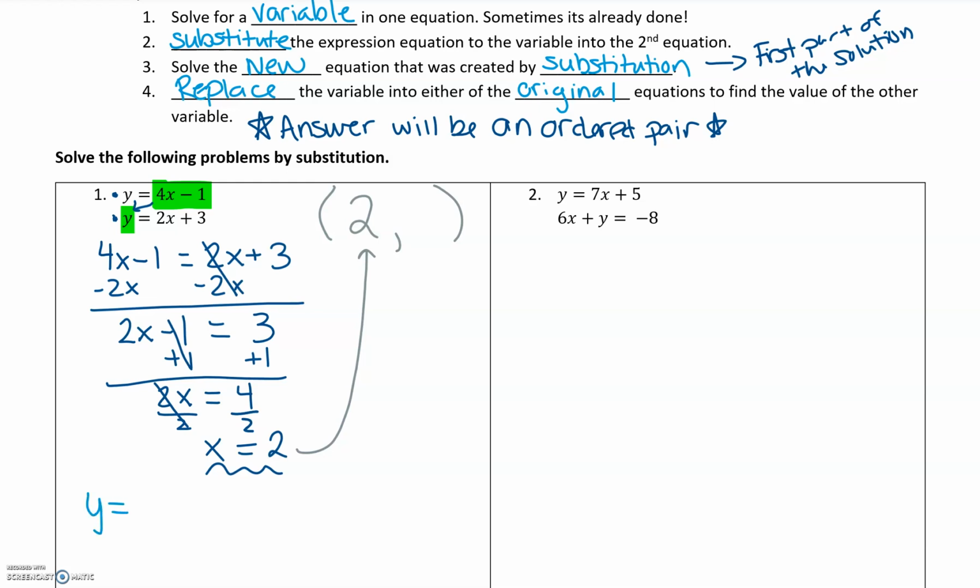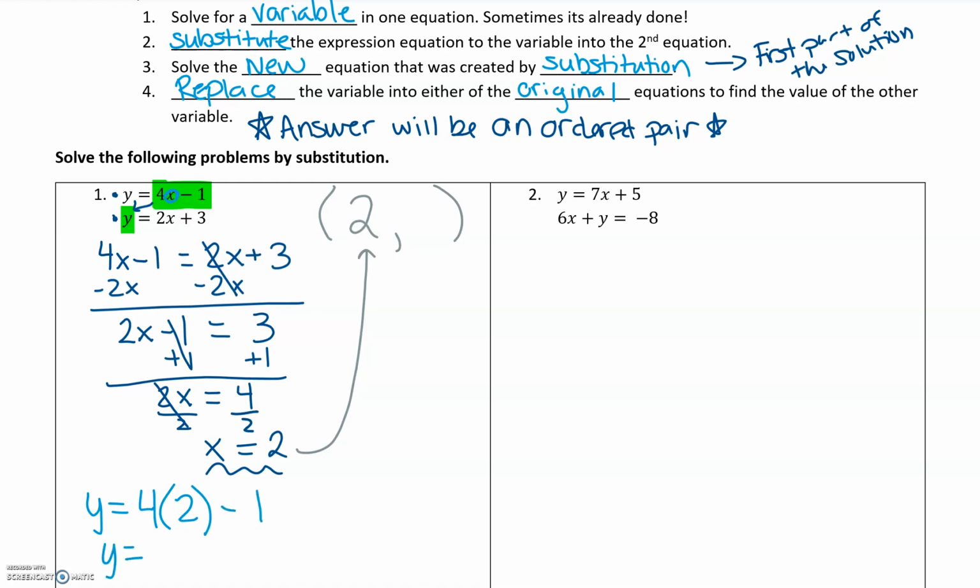So y equals, I'm going to take that 2 and put it in place of x. Anytime you plug something into an equation where multiplication is going on, you need to put it in a set of parentheses so you do order of operations correctly.